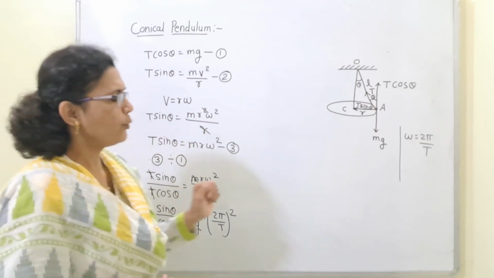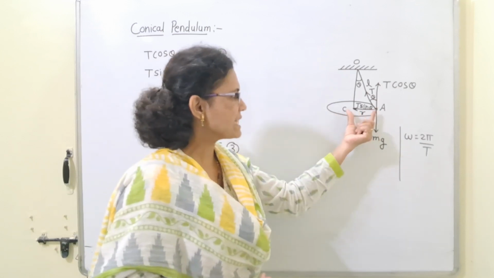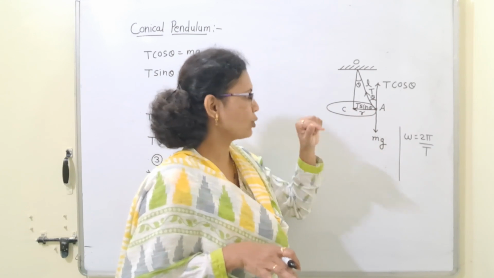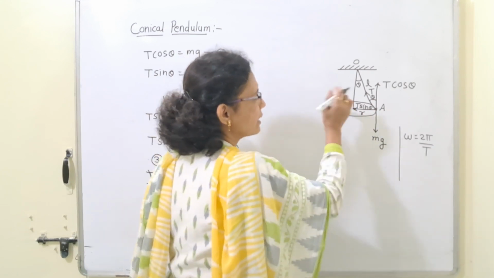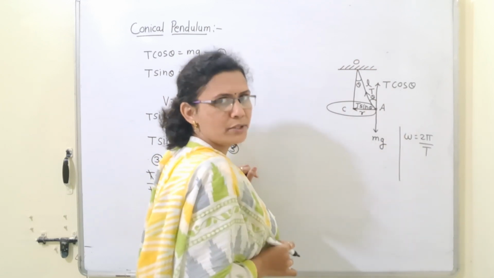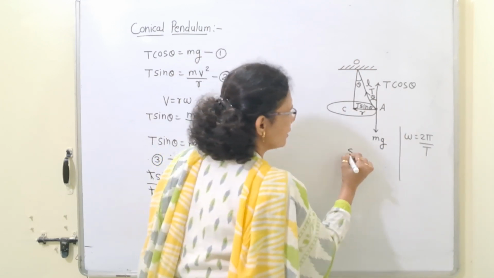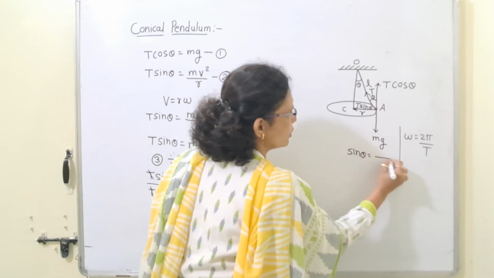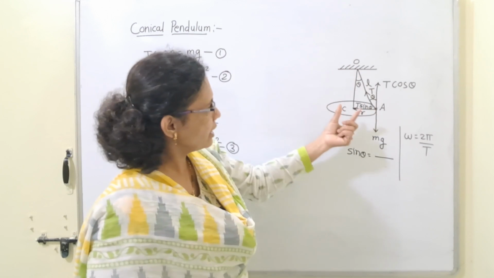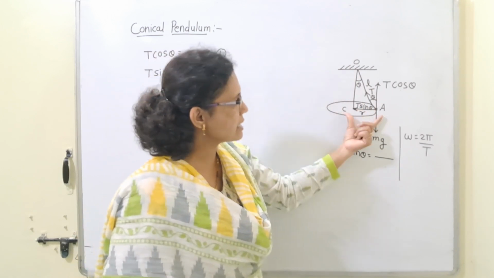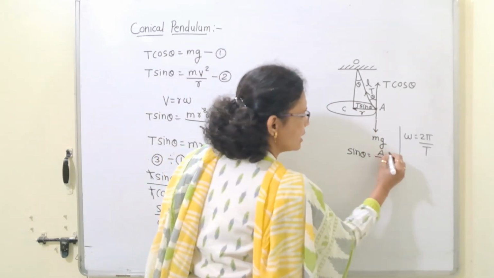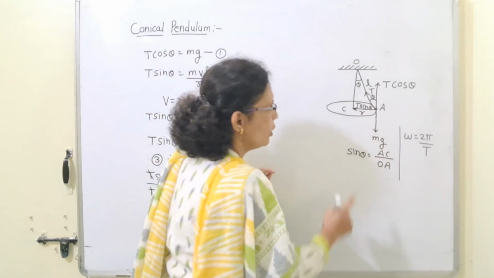Now, if you observe this figure, AC distance is nothing but r, that is the radius of the circular path. If I take the right angle triangle OCA, by applying trigonometry, sin theta is equal to opposite upon hypotenuse. Here the opposite side to this theta is AC and the hypotenuse is OA. Therefore, AC upon OA. What is AC?